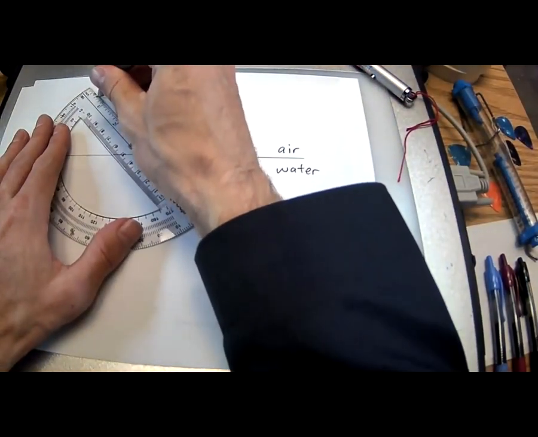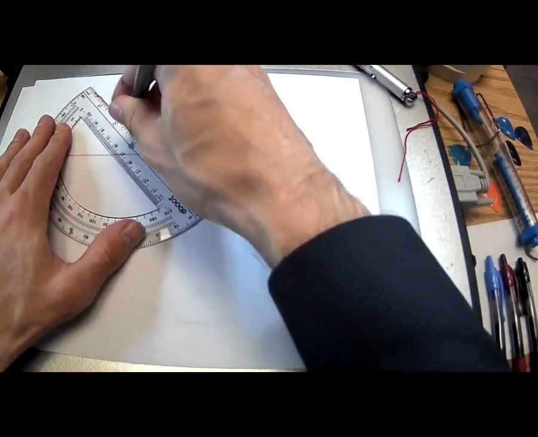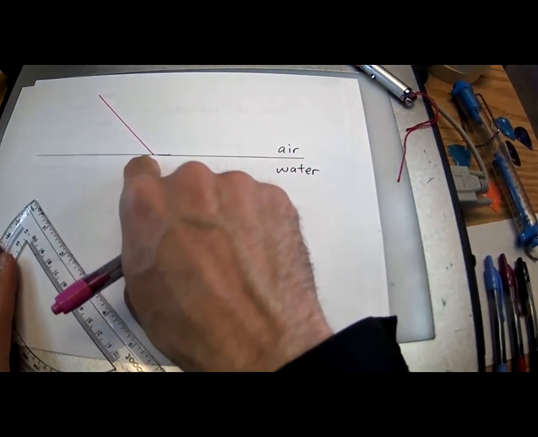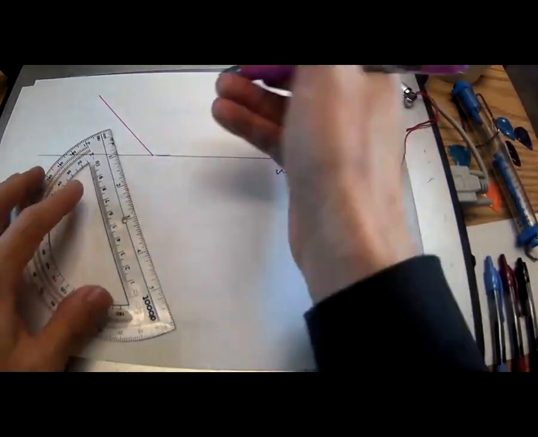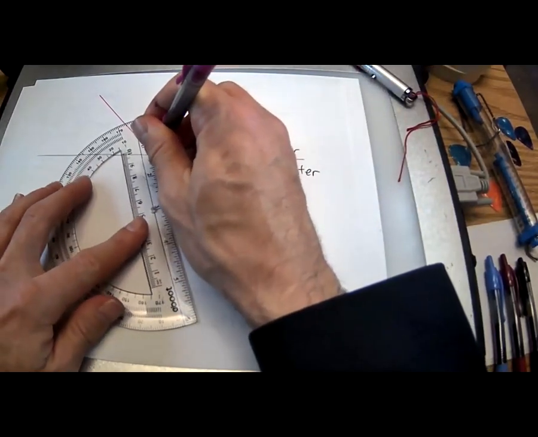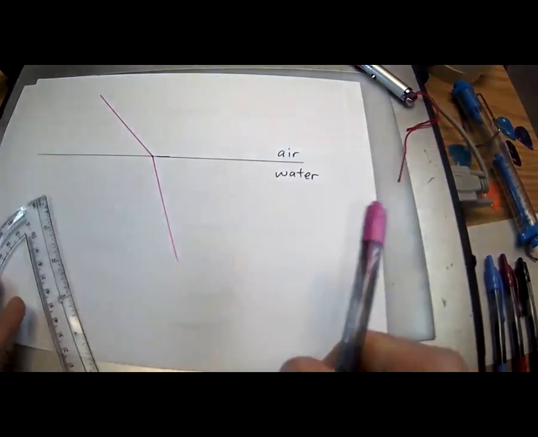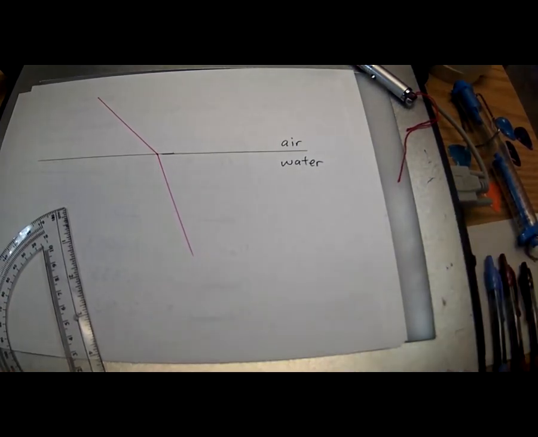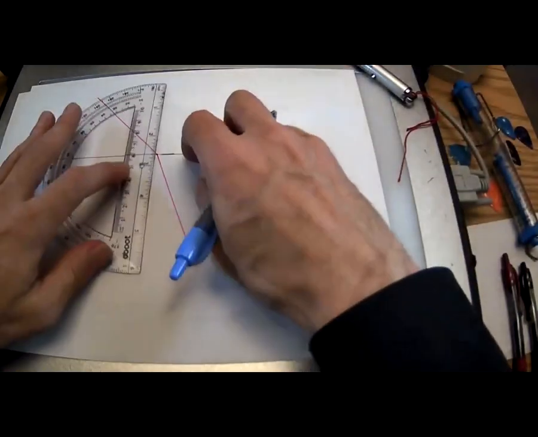And then have a ray of light coming in like this. It's going to hit the surface and slow down when it gets into the water. And for some reason, it's going to cause it to bend. And that's what I'm going to try to explain here. Why does it bend? How can we even quantify how much it bends? So many questions.